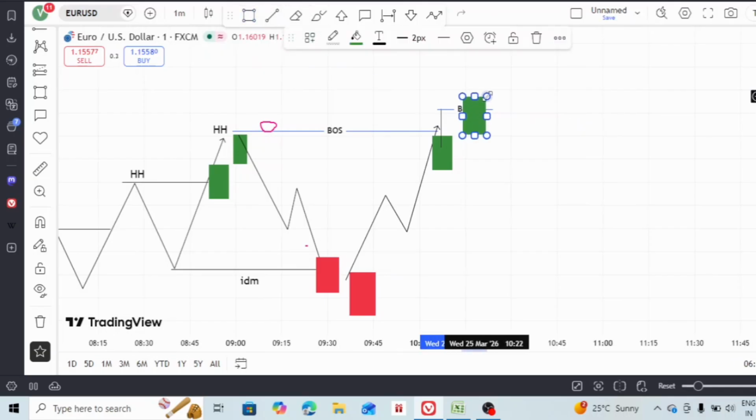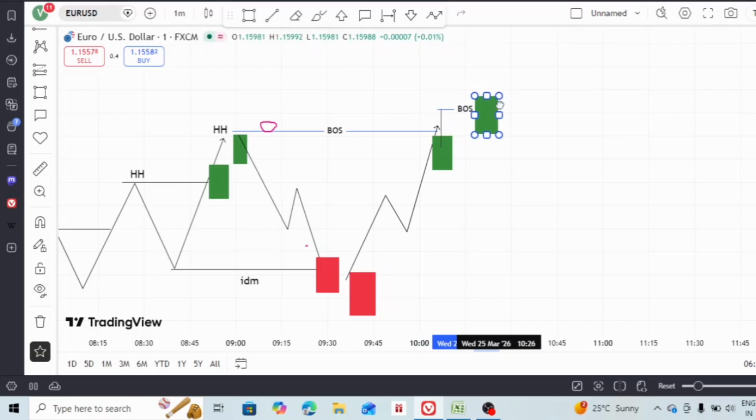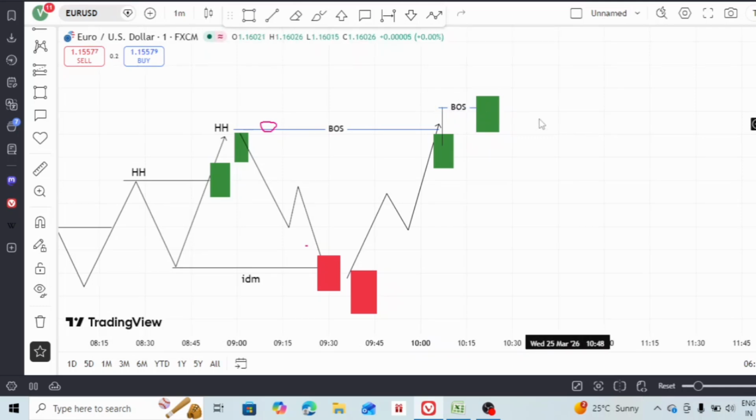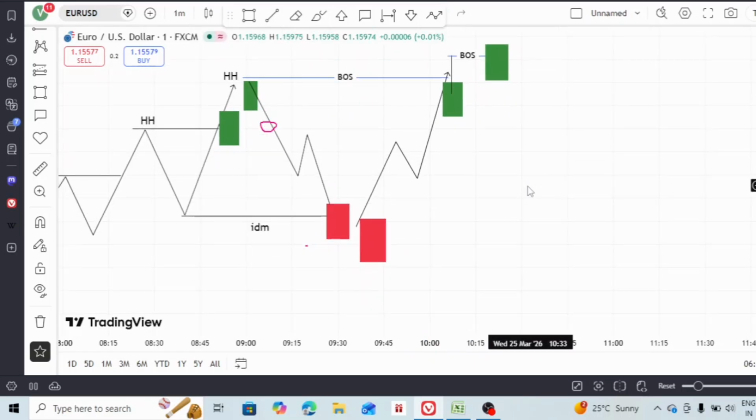So if the candle breaks like this, breaking the level with the body of the candle, this is our confirmation. So we can call this the confirmed break of structure. This is the confirmed break of structure.